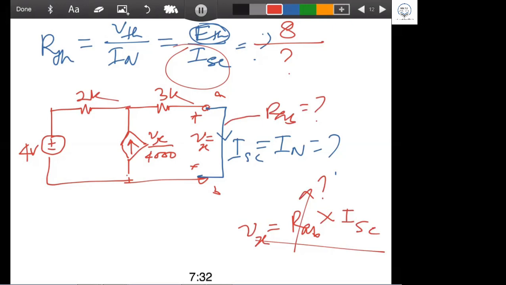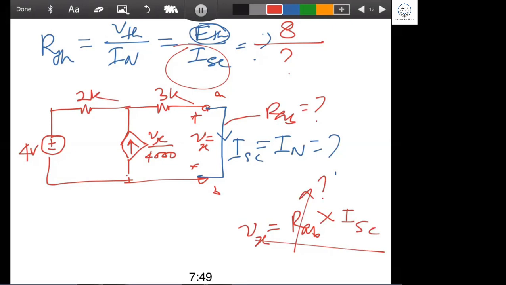What is the voltage across this AB terminal? If the AB terminal is shorted or short circuited, what will be the voltage Vx between the AB terminal? None of you can tell me. Ohm's law, if you apply, 0.